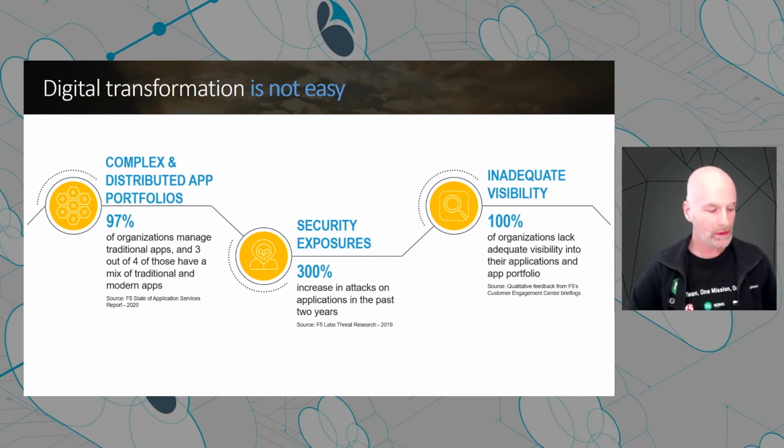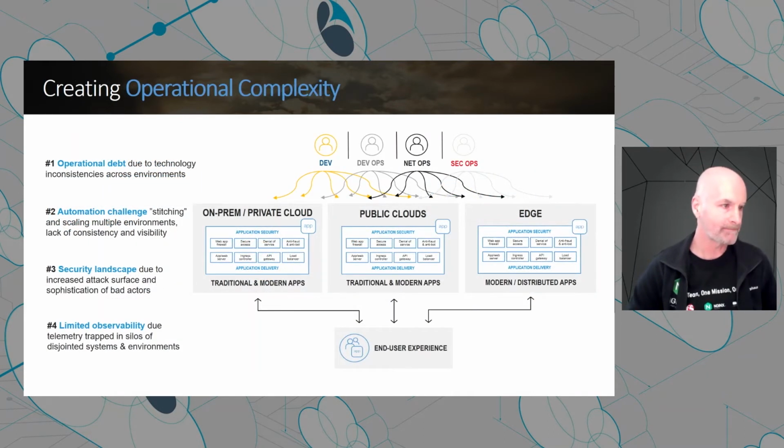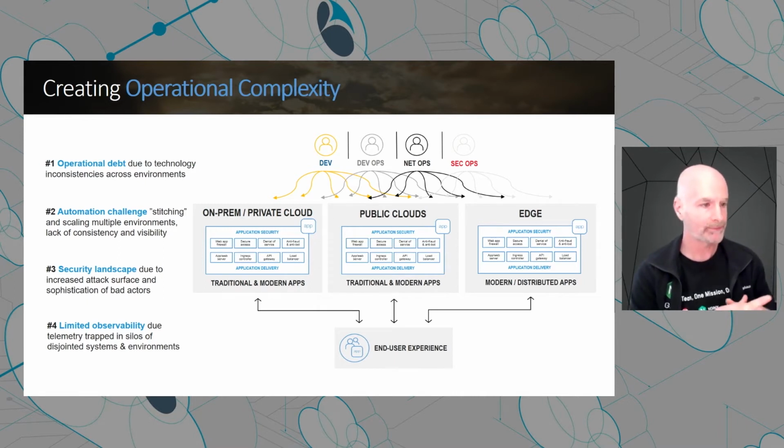So with all these silos, we're really creating operational complexity. You can see in this picture that we've got three different environments, and we've drawn them as three different environments because typically you have different silos maintaining these different environments. So we've got teams like Dev and DevOps, NetOps, SecOps, whatever you call them, and they tend to have different sets of expertise, and they don't necessarily always work well together.